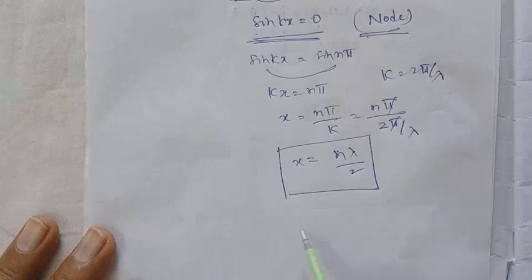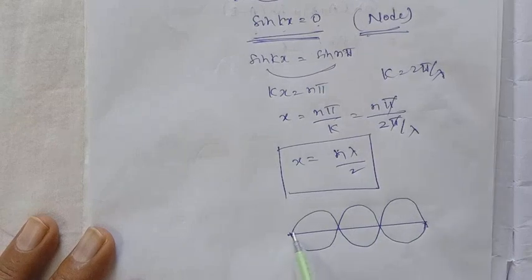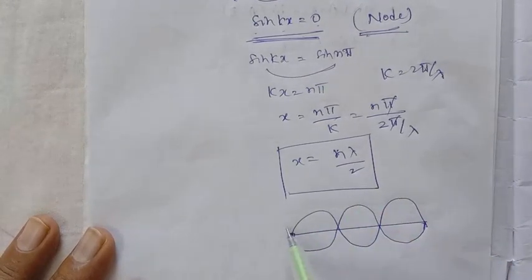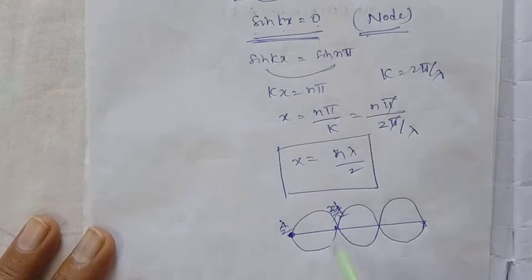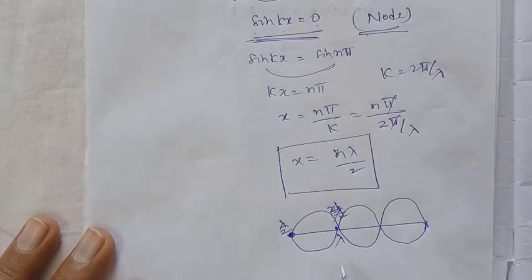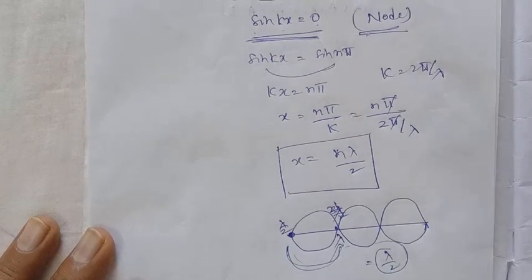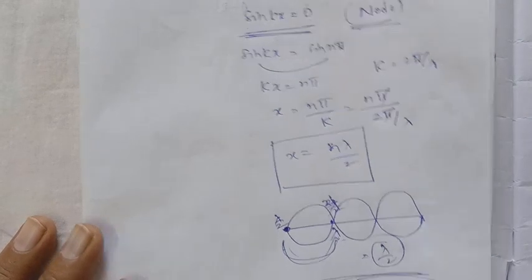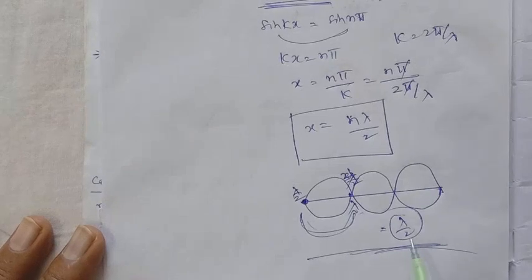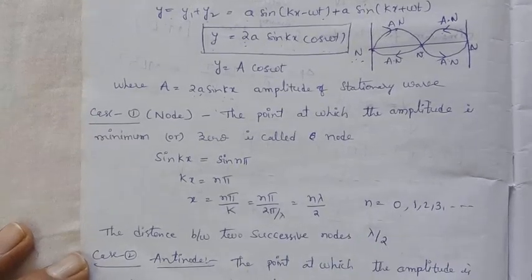From this, suppose it is the graph. At this point n is equal to 1, so the point is lambda by 2. At the next point it is 2 lambda by 2, that means lambda. Then the difference, lambda minus lambda by 2, is lambda by 2. So the distance between two successive nodes is nothing but lambda by 2.